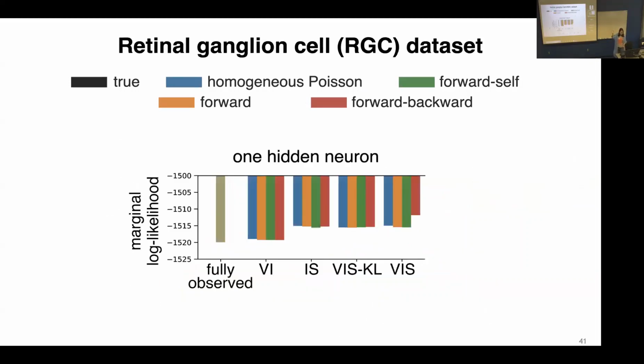Okay, anyway, finally we apply this model. We have a new inference method, which is VIS. VI is variational inference as importance sampling, and VISKL is actually using importance sampling, but instead of minimizing chi-square, we are minimizing KL. And we show on this particular retina ganglion cell dataset that the red bar, which is forward-backward with a better approximate inference, actually gets the best likelihood.